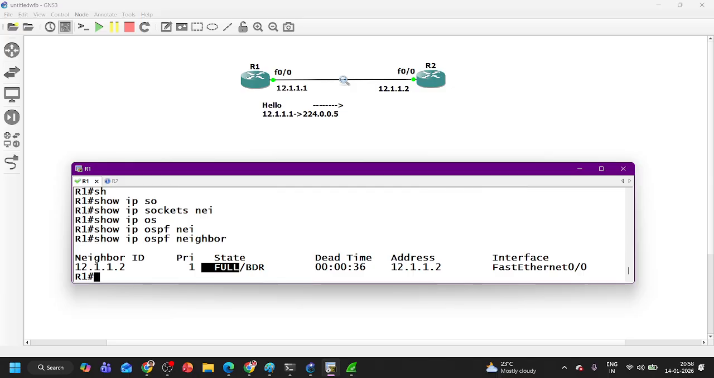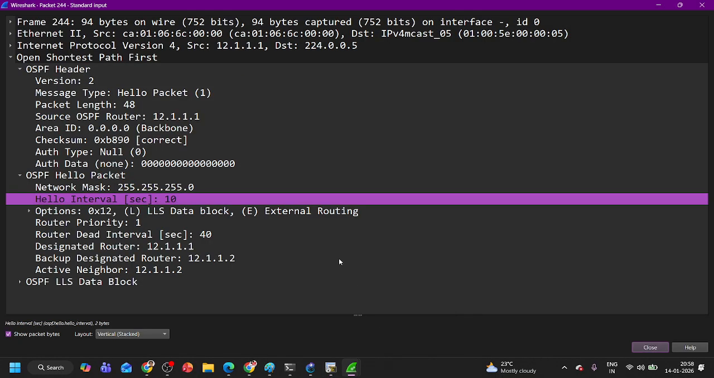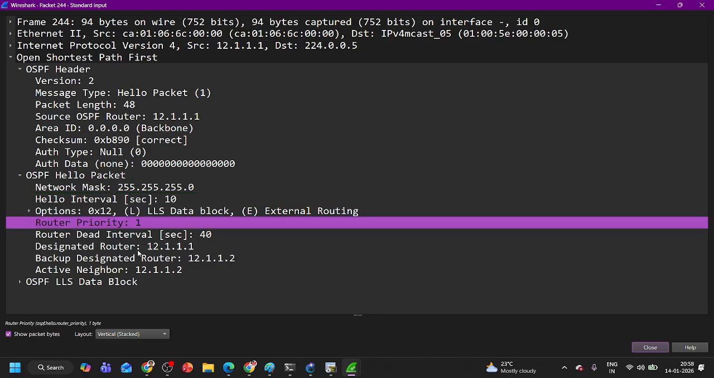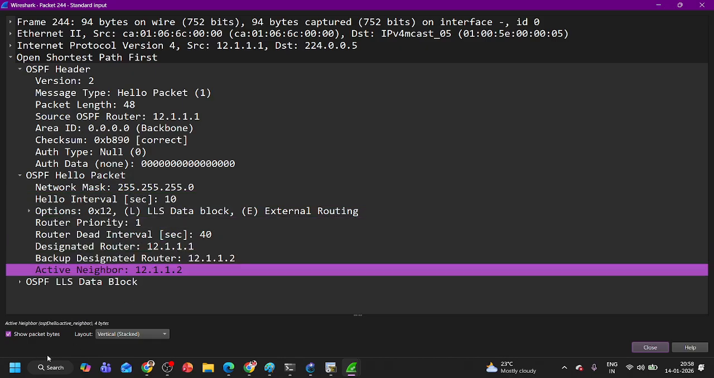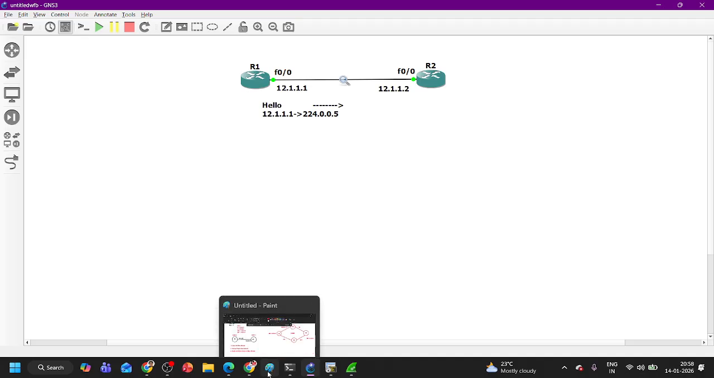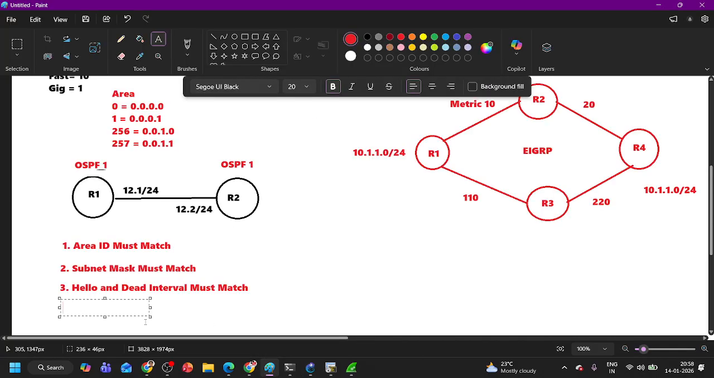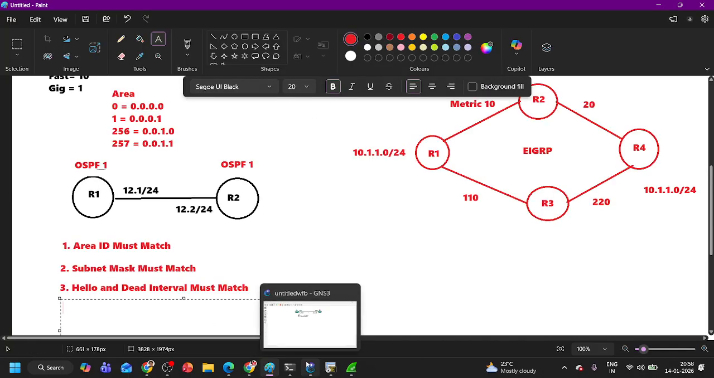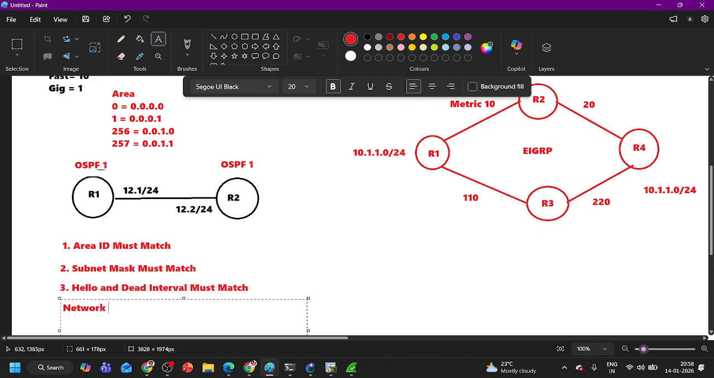Then any other requirement? Subnet mask, dead interval, then nothing. If you have configured authentication, then authentication type and authentication data must be the same. And one more thing, network type. For now, I am just writing it over here. Later we'll understand this. What is network type?